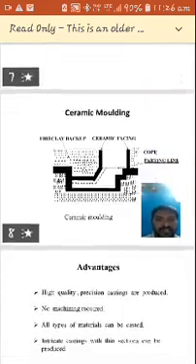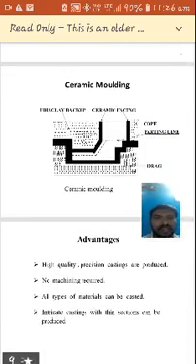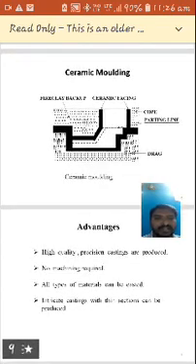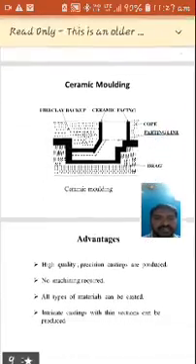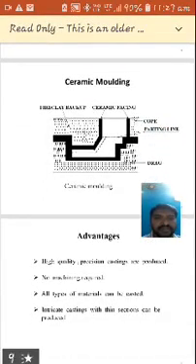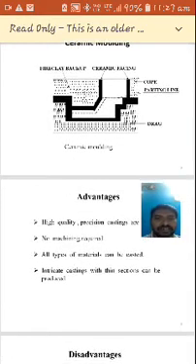Here we can observe the ceramic molding drawing. Here is the backup, and here the ceramic facings are there. We have used the cope, the parting line, and the drag. By using this slurry we form the ceramic facing. That will be removed from the mold, then we can pour the molten metal.